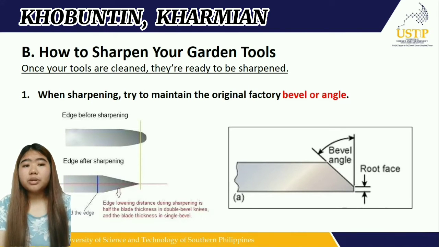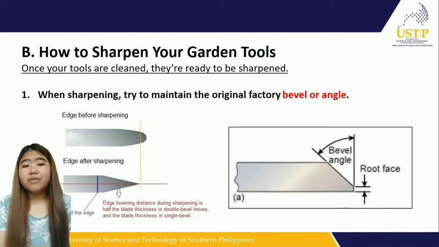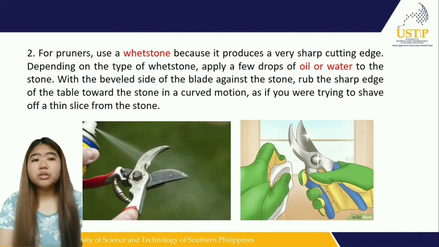First, when sharpening, try to maintain the original factory bevel or angle. Second, for pruners, use a whetstone because it produces a very sharp cutting edge. Depending on the type of whetstone, apply a few drops of oil or water to the stone with the beveled side of the blade against the stone.